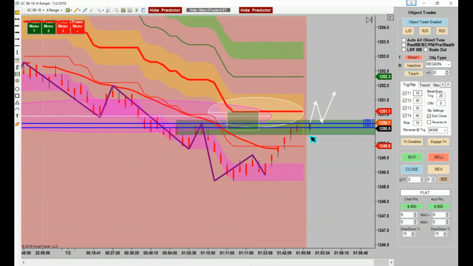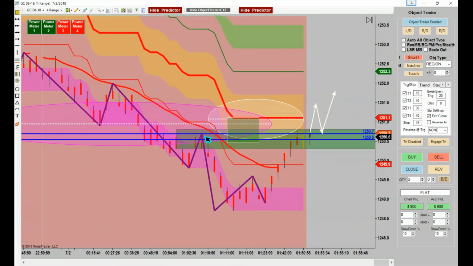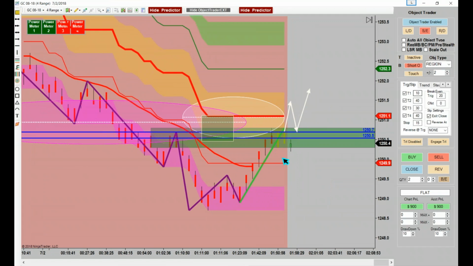Only take the mid-band trade, especially if you've got a big old red mid-band like this, and you've got your swing over here to the left, and you're saying, you know what, this is not looking long to me yet. So let's see if we can get a little trade. We'll do a short outside, touch plus 2, and let's see if we can get it.